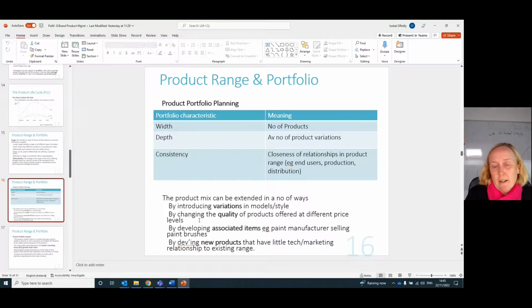By developing associated items. So a paint manufacturer selling paint brushes would be a classic example. So they are completely different type of item. The manufacturer of paint is a completely different factory than the manufacturer of paint brushes, but they are associated items. Typically, people who are buying paint may also buy paint brushes. And they go hand in hand. And then the final option is by developing new products that have little technical or marketing relationship to the existing range. So that's a complete diversification.